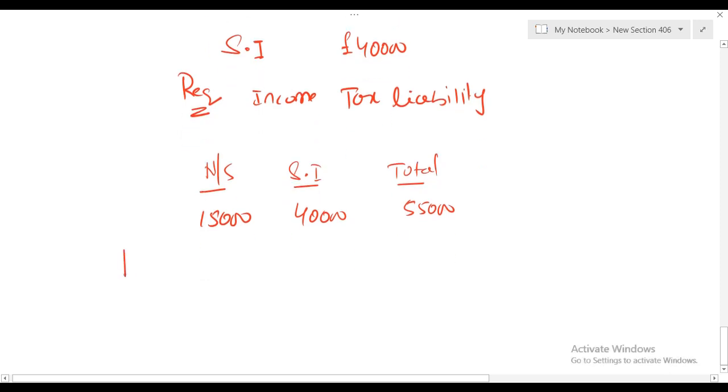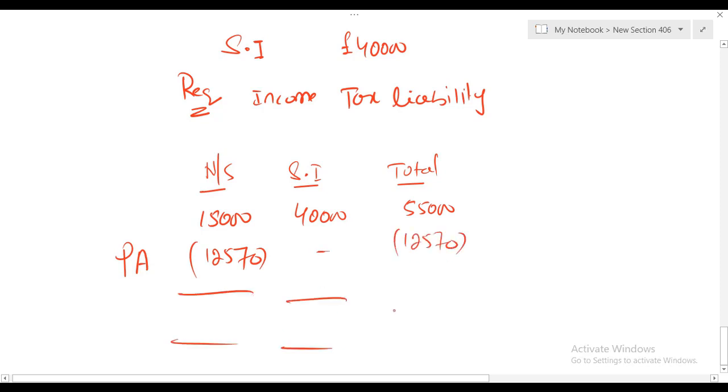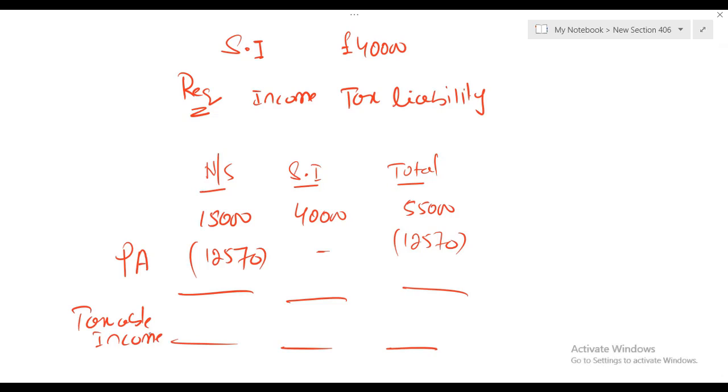Now let's go for personal allowance. In Finance Act 2021, the personal allowance is 12,570. Previously, it was 12,500. So we'll get taxable income. 15,000 minus 12,570, I'm getting 2,430. Saving income is 40,000, so the total is 42,430.